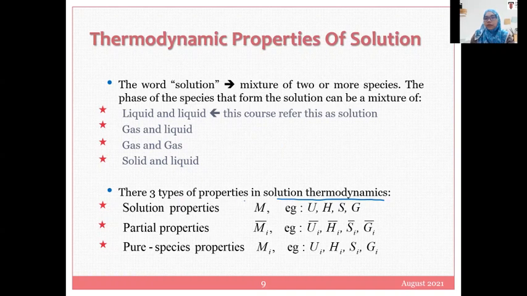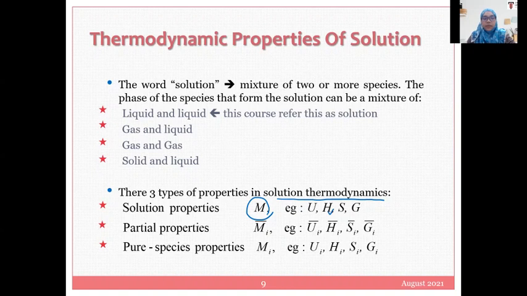There are three types of property in solution thermodynamics. The first are solution properties, denoted by M, which means the thermodynamic properties. In describing the thermodynamic properties, it can be either Helmholtz energy, entropy, Gibbs energy, internal energy, or enthalpy.